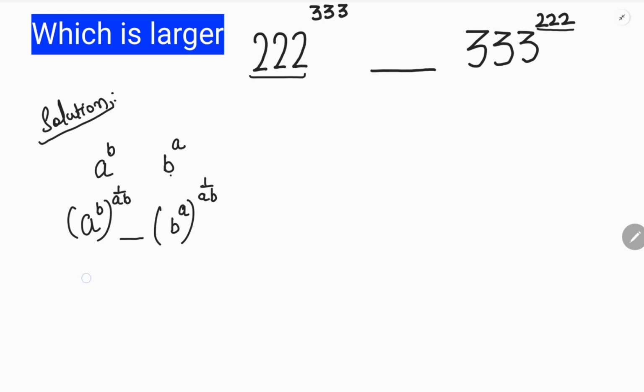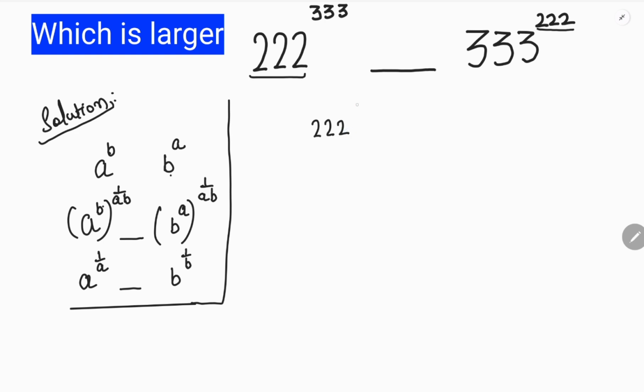Okay, then it will become a raised to power 1 by a. Why? Because when you multiply these two things, b and b will cancel out and you will be left with 1 by a, right? And here you will be left with b raised to power 1 by b. Okay, so now you need to actually tell the relation between these two. That means whatever I have here, I can write it as 2 raised to power 1 by 2 and 333 raised to power 1 by 333. Okay, whenever you have this kind of thing, always do this thing only.